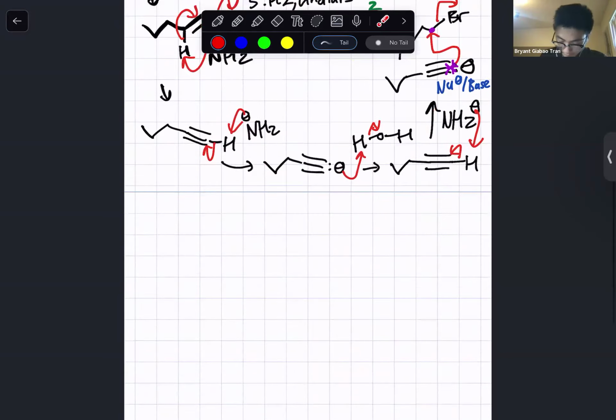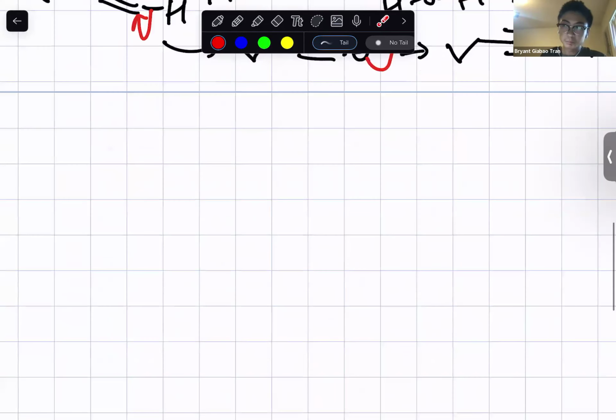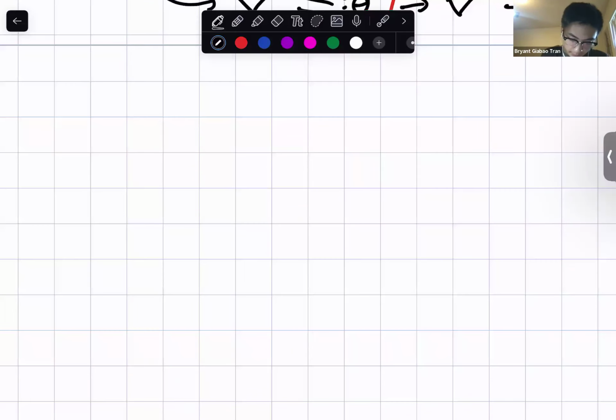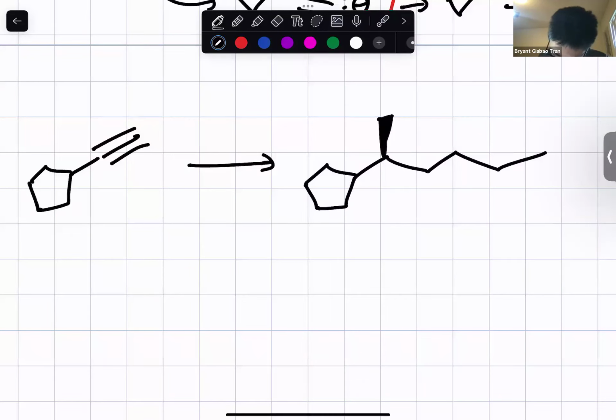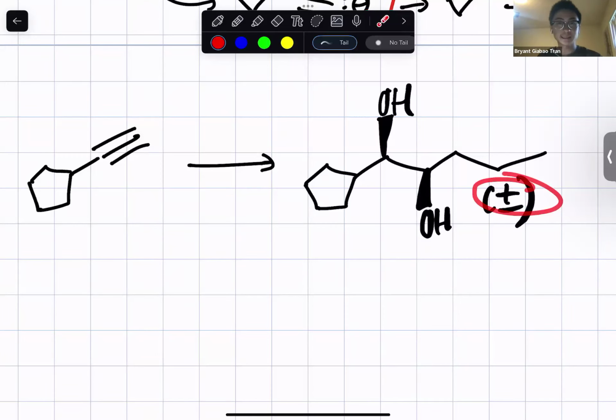Okay. Let's do one more practice problem on alkenes and alkynes and then move on to the next chapter, conjugated systems. But this time let's do a synthesis problem. Let's say we have this terminal alkyne and we want to make, say, this product here, where this is just plus the enantiomer. Okay.